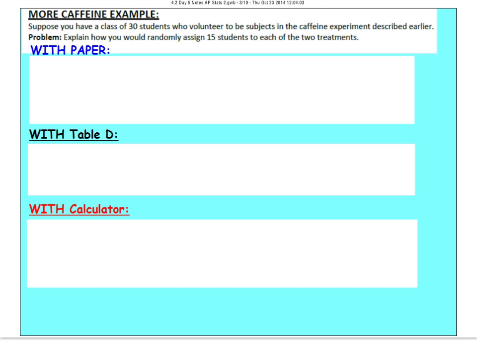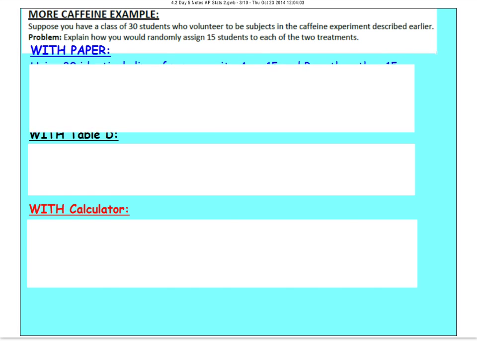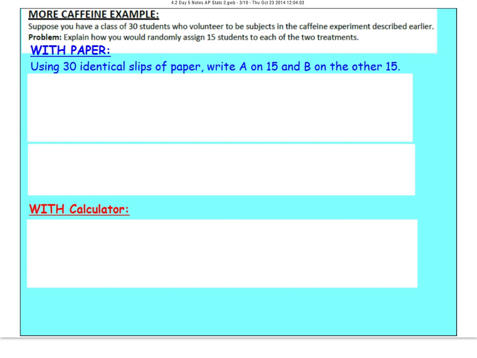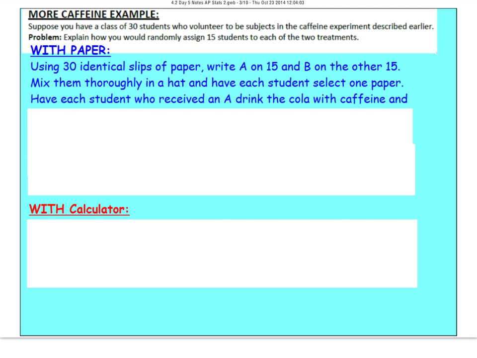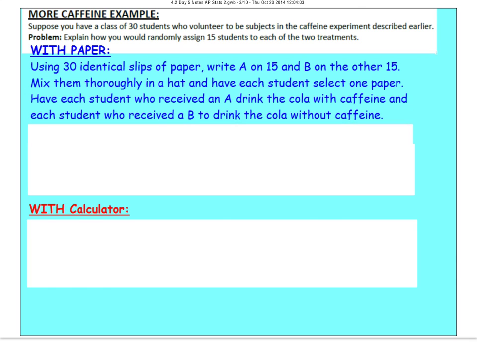So with paper, the best way to approach this is to say this. Using 30 identical slips of paper, write A on 15 and B on the other 15. Mix them thoroughly in a hat and have each student select one piece of paper. Have each student who received an A drink the cola with caffeine, and each student who received a B drink the cola without the caffeine. This is a perfect way to explain making your random samples.